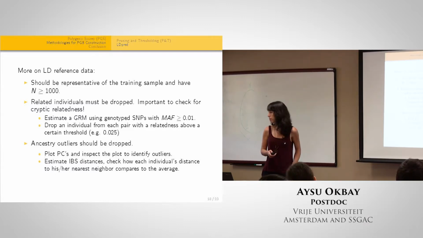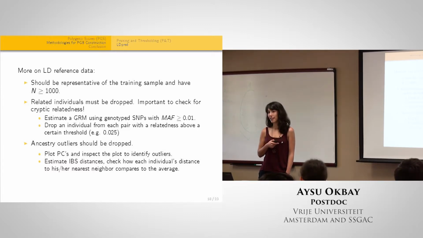Can you explain what IBS is? Because we haven't talked about that. Maybe not formally, but just roughly what you mean by IBS distance. So it's basically a measure of genetic distance between individuals. You basically cluster your individuals based on their genotypes directly, just estimating how far apart they are. What's the S? Identity by state.